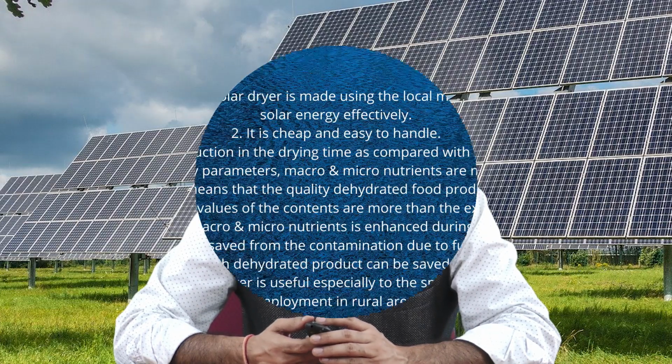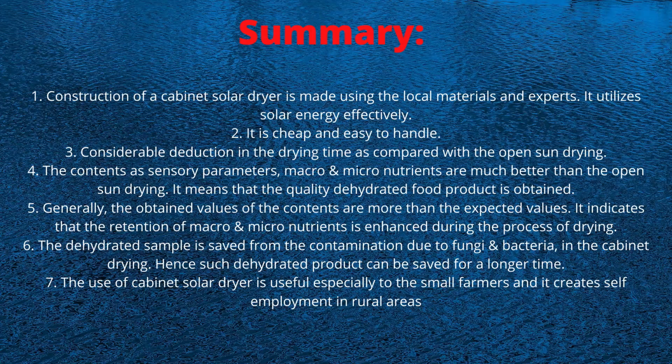Solar dehydration is traditionally practiced for a few varieties of farm produce and fish. Also, the construction of cabinet dryers is made using local materials and expertise. These are some of the good advantages of these cabinet solar dryers. The construction is made using locally available materials. It utilizes solar energy effectively. It is cheap and easy to handle. The dehydrated sample is saved from contamination due to fungi and bacteria in the cabinet dryers.